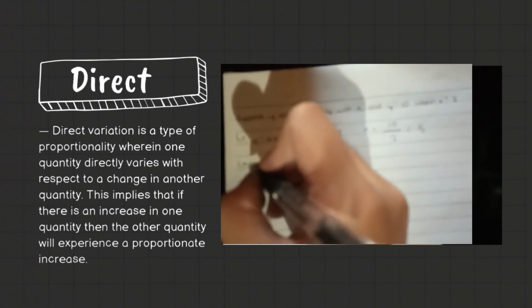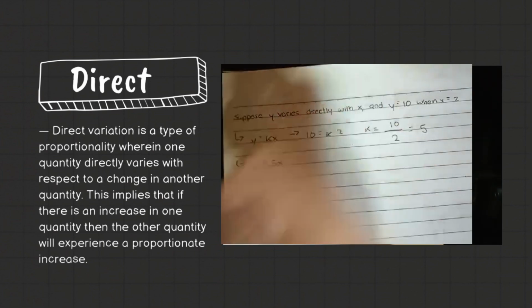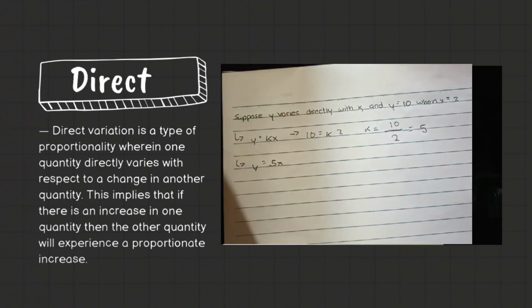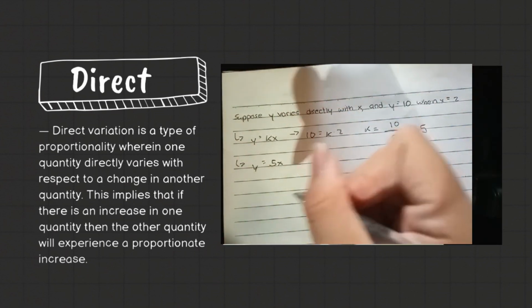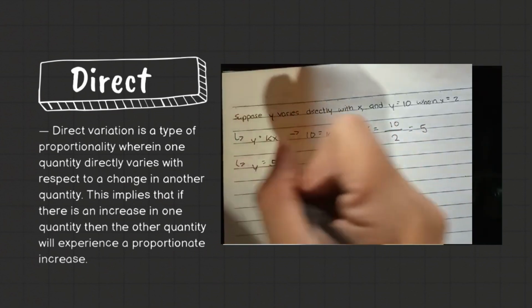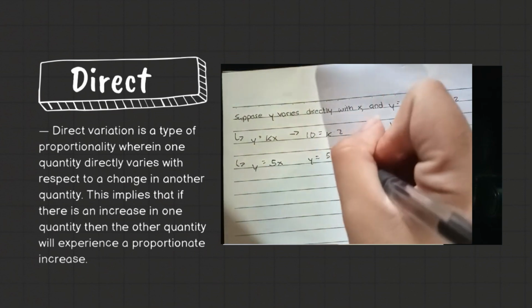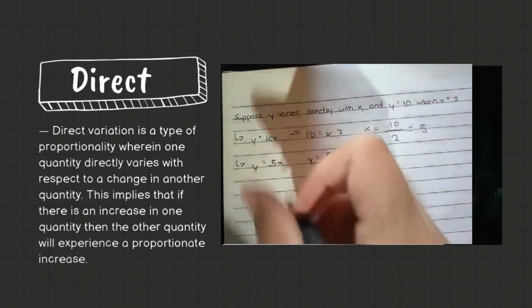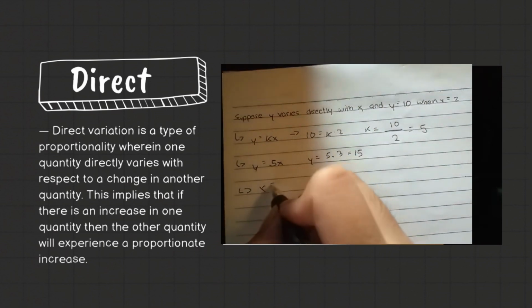Therefore, we should use y equals 5x. Substitute the x with 3. So it will be y equals 5 times 3, which is equal to 15. So when x is equal to 3, y is equal to 15.